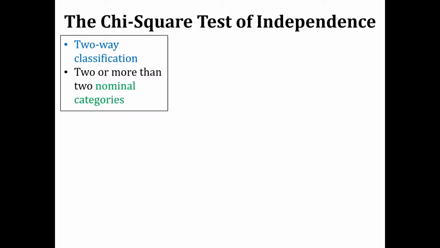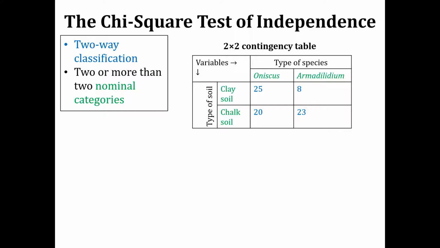So now we are going to take the examples of the contingency tables to understand the properties of the contingency table. So remember these two aspects of the contingency table: the two-way classification, which is presented by the blue color, and the other aspect is 2 or more than 2 nominal categories, which is presented by the green number. So here we have the contingency table that we were talking about.